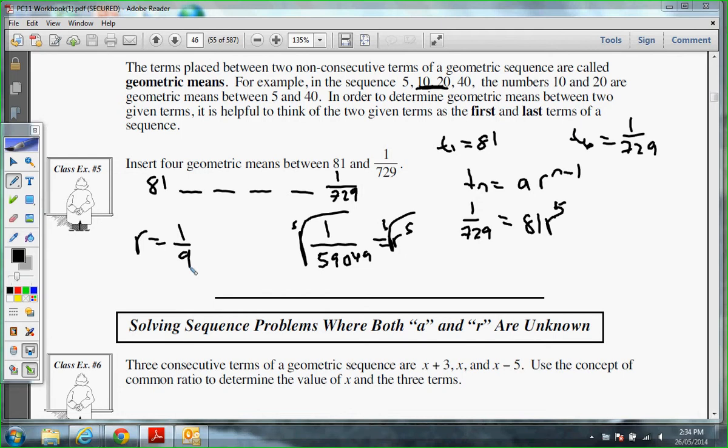Now it wants us to fill in the missing pieces using this. So 81 times 1/9 is 9. 1/9 times 9 is 1. 1/9 times 1 is 1/9. 1/9 times 1/9 is 1 over 81. And there we have filled in our geometric means. Okay, we have 2 more examples.